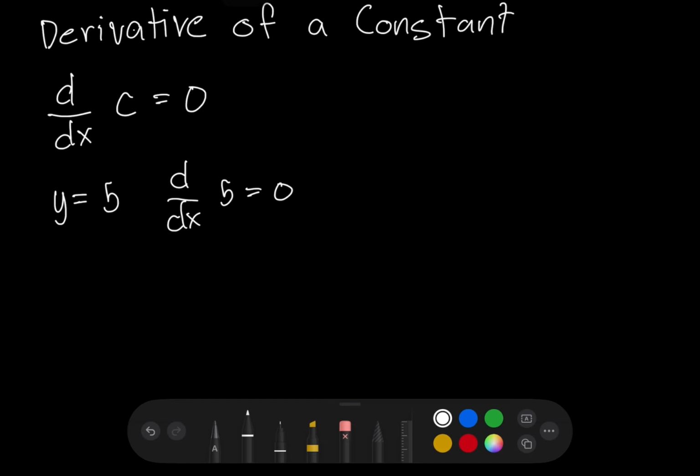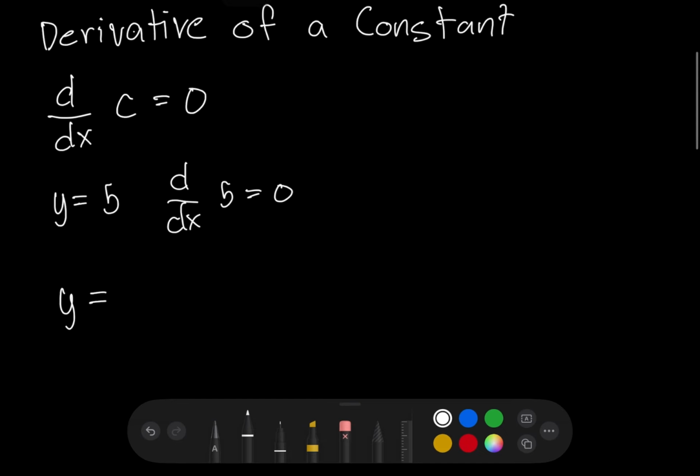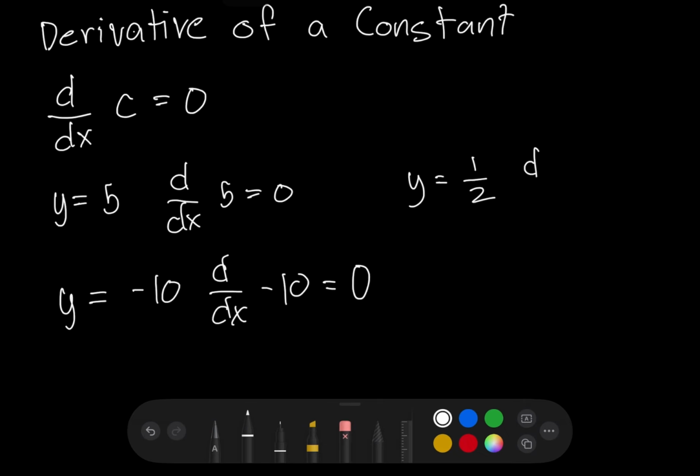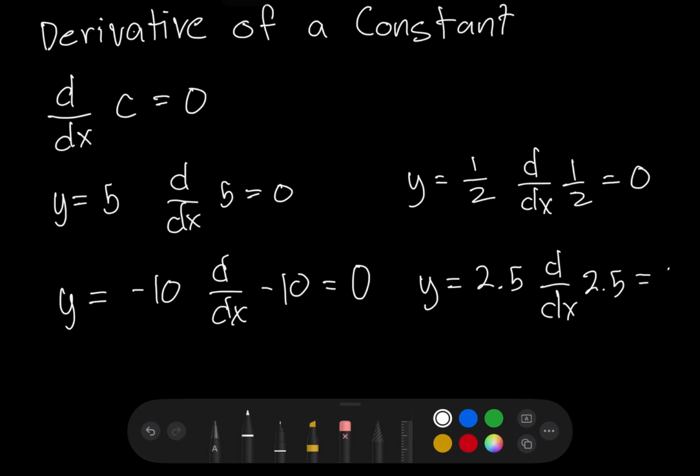And for example, we have y is equal to negative 10. The derivative of negative 10 is always equal to 0. Even if we have a fraction, so if we have y is equal to 1 half, the derivative of 1 half is just 0. And same thing with a decimal number. For example, y is equal to 2.5. The derivative of 2.5 is just 0. So for any constant number, the derivative of it is always equal to 0.